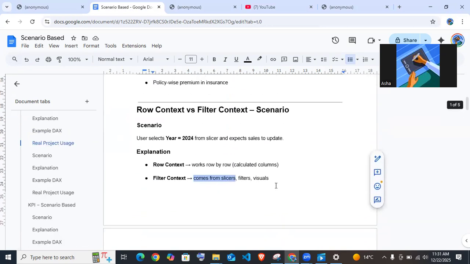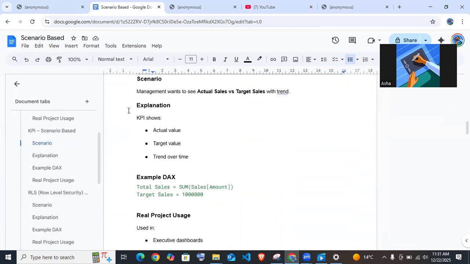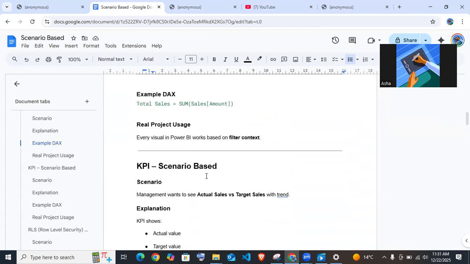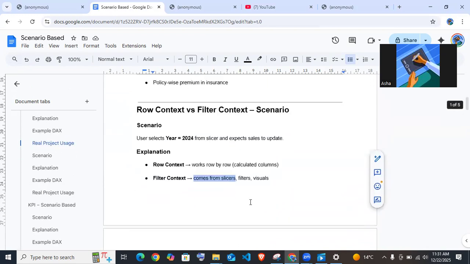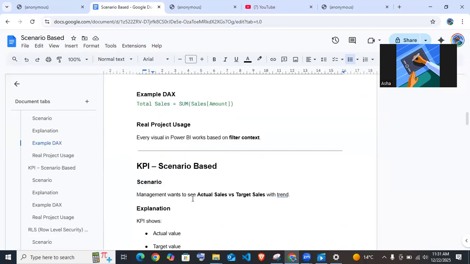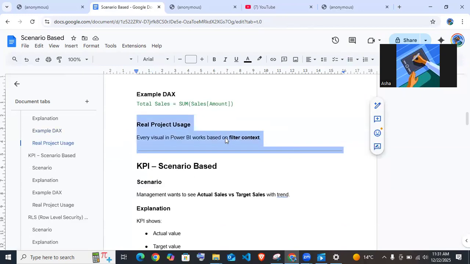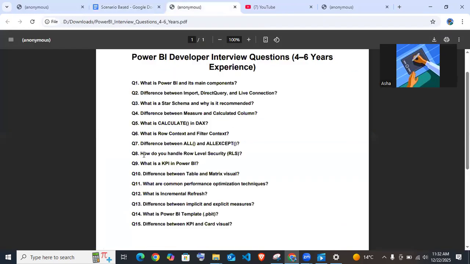Okay, so I will share this PDF with you because it saves most of the scenario based decks and you can answer from here as well. You can go through this document once when you are preparing your interview. Okay, so next is how do you handle row level security? This is a very important question again. So row level restrict the data based on the logged in user.